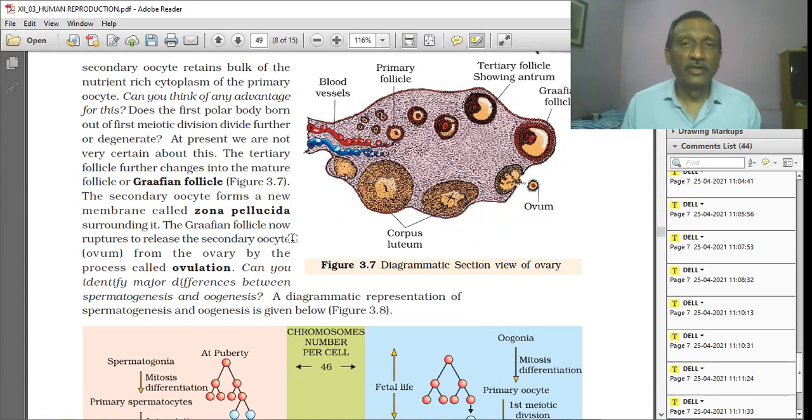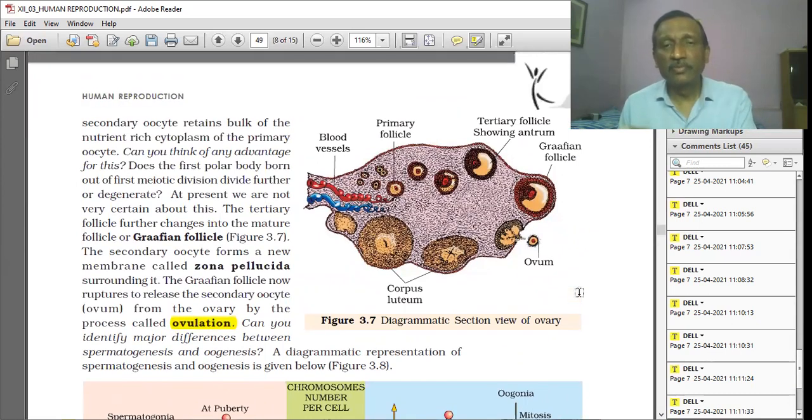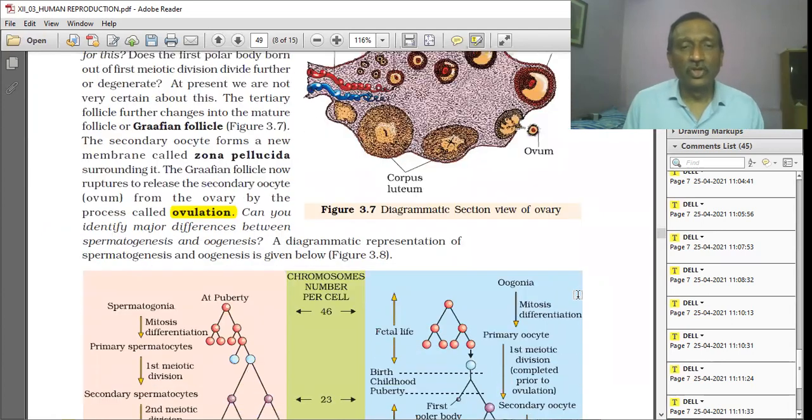The Graafian follicle now ruptures on the release of oocyte. In the mid of the menstrual cycle, there will be some changes taking place in the hormonal level, that is LH, luteinizing hormone. And under the influence of luteinizing hormone, the matured secondary oocyte will be released. And this process is called ovulation। अभी कितने अंडे निकलते हैं एक महीने में? Only one egg. So how many of this primary oocyte should develop into secondary, tertiary and Graafian follicle वगैरह सब में कितने? That is in a month one, either from left or from right.